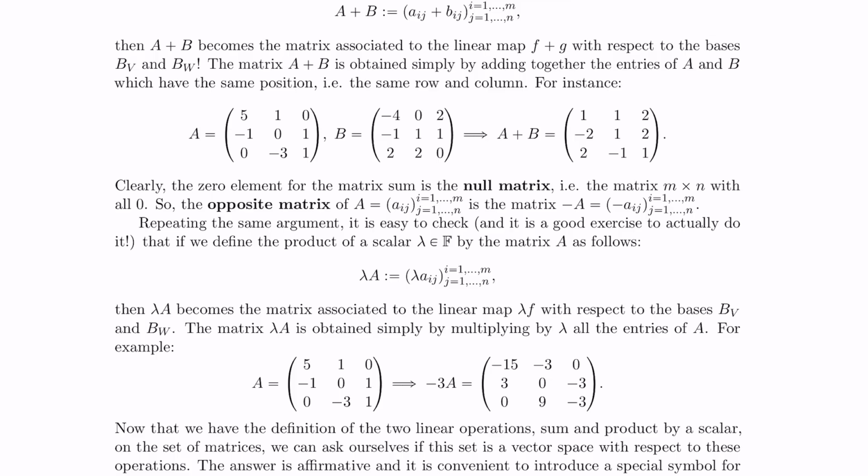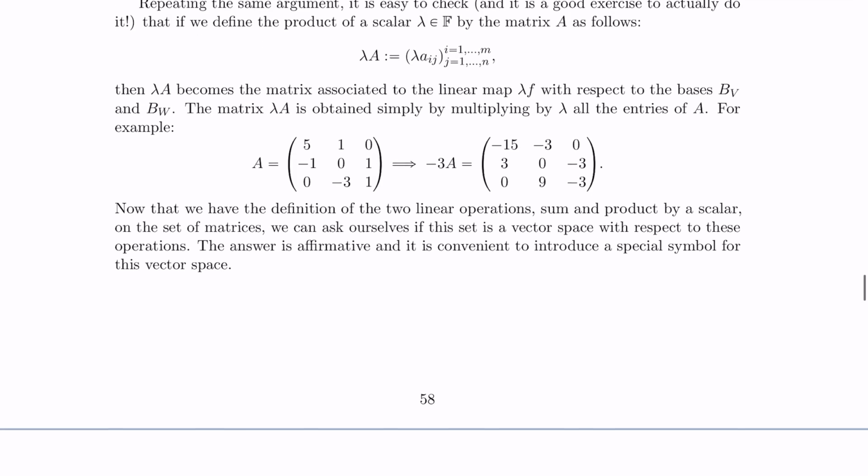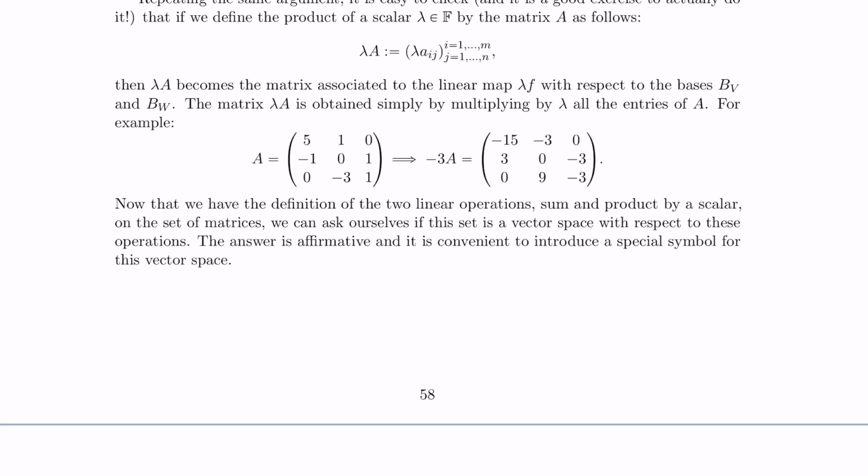Let me discuss the multiplication of a particular matrix by a particular scalar, for example, A times minus 3. By definition, what you have to do is to multiply all the entries of A by minus 3. So, for example, 5 times minus 3 is minus 15. 0 times minus 3 remains 0. 1 times minus 3 is minus 3, and so on.